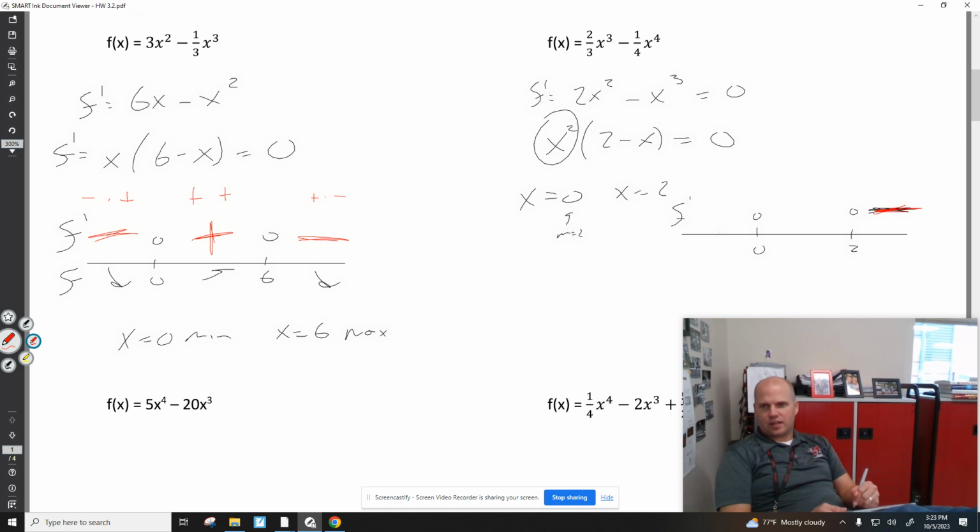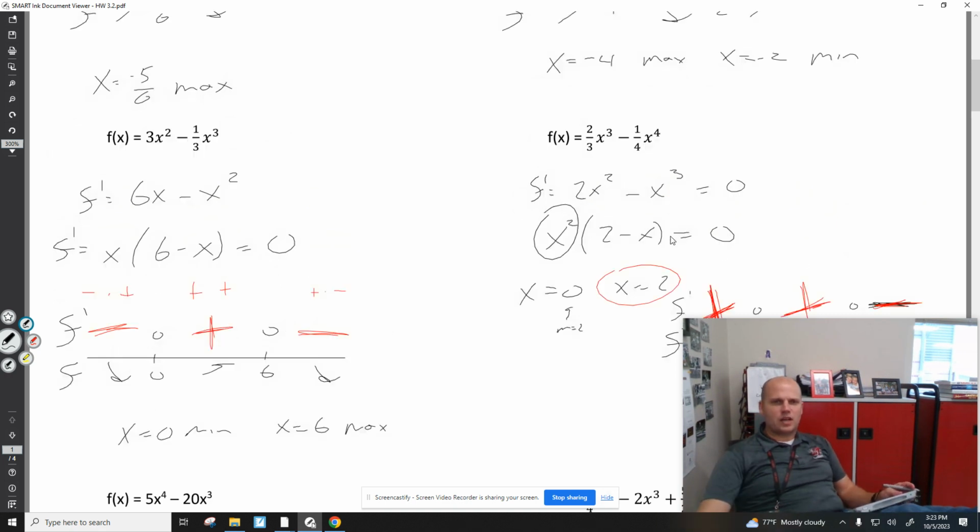you got your negatives to the right of 2. You know your multiplicity of 2 is 1. You will change signs. You know your multiplicity of 0 is 2. You won't change signs. That is telling you f is going to go up, flatten out, go up, go down.